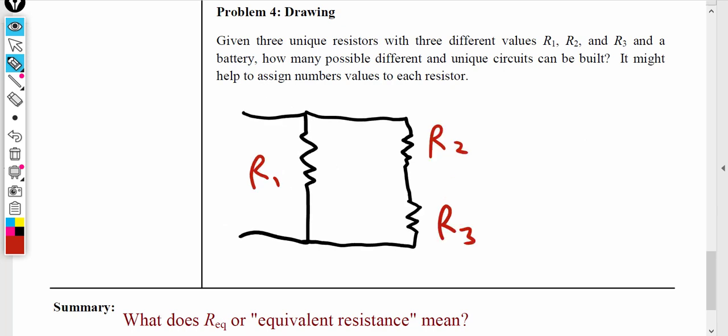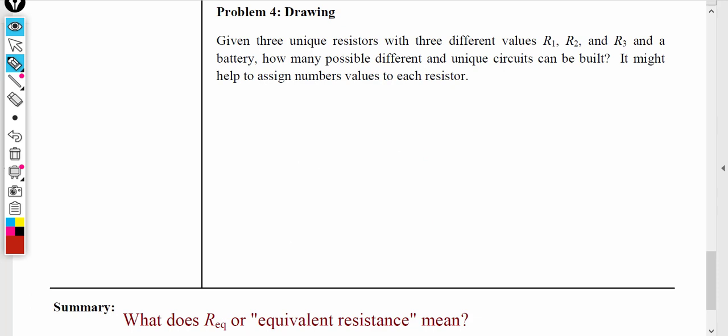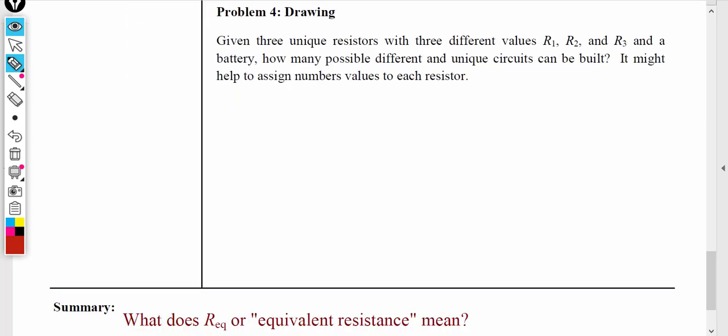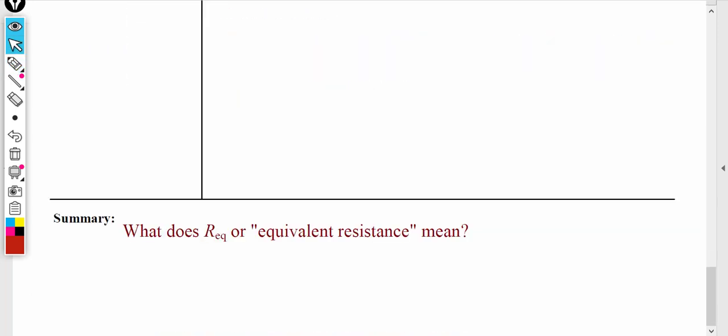I could also have this configuration where they're in parallel and then series, along with this setup, and this setup. Again, I'm allowed to do this because they all have unique, different values. So we have shown you 6 unique drawings. There are 2 more that you should be able to come up with. Go easy on yourself, they're simple. In summary, what does equivalent resistance mean?